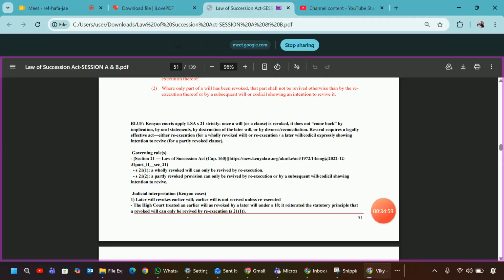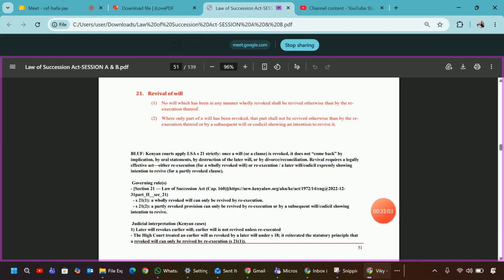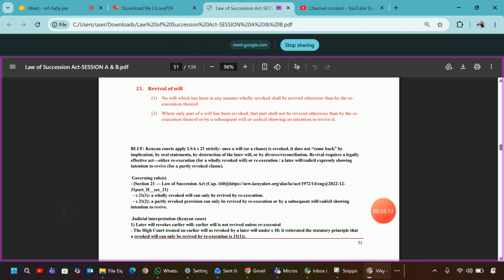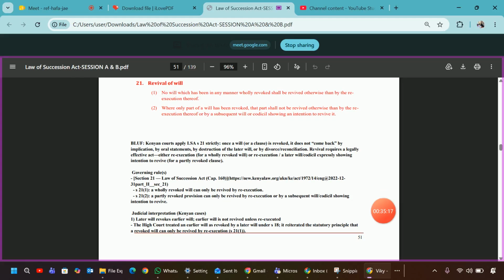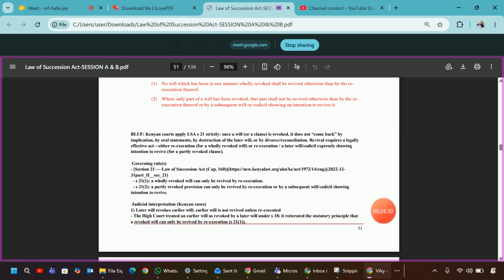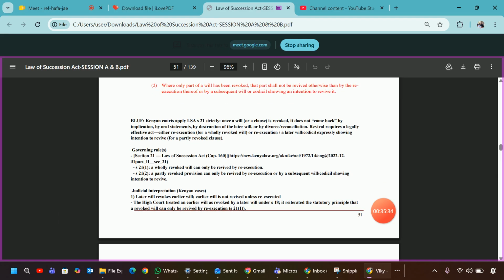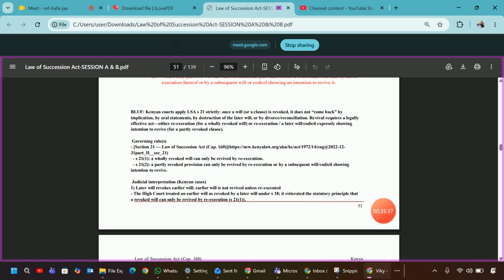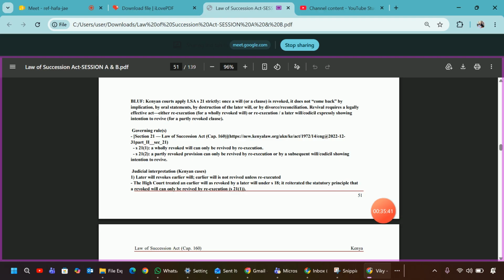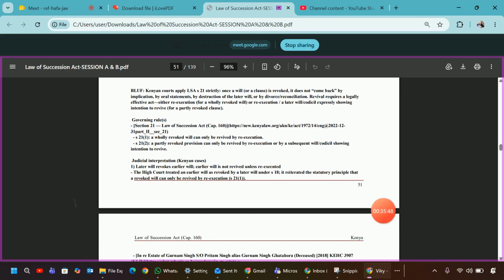Kenyan courts apply Section 21 strictly. Once a will or a clause is revoked, it does not come back by implication, by oral statements, by destruction of the later will, or by divorce or reconciliation. Revival requires a legally effective act: either re-execution for a wholly revoked will, or re-execution or a later will or codicil expressly showing intention to revive for a partly revoked clause. Section 21, as read in layman's terms, is that a wholly revoked will can only be revived by re-execution. Then Section 21(2) is that a partly revoked provision can only be revived by re-execution or by a subsequent will or codicil showing intention to revive.